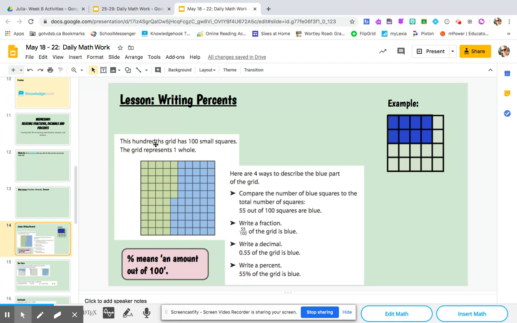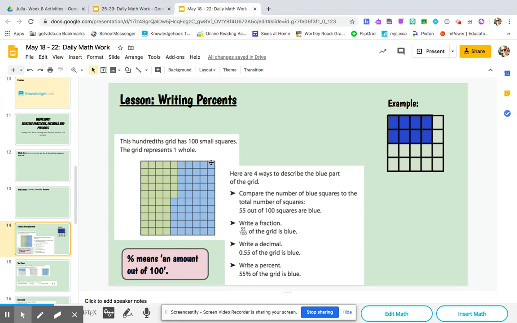Walking you through here, this is a hundredths grid. We've used it a ton. It has 100 small squares, and the whole grid represents one whole, and each little part represents 1/100th. So when we look at this grid, there's 4 ways to describe the part of the grid that's blue. And after yesterday's work, the top 2, we've done a ton.